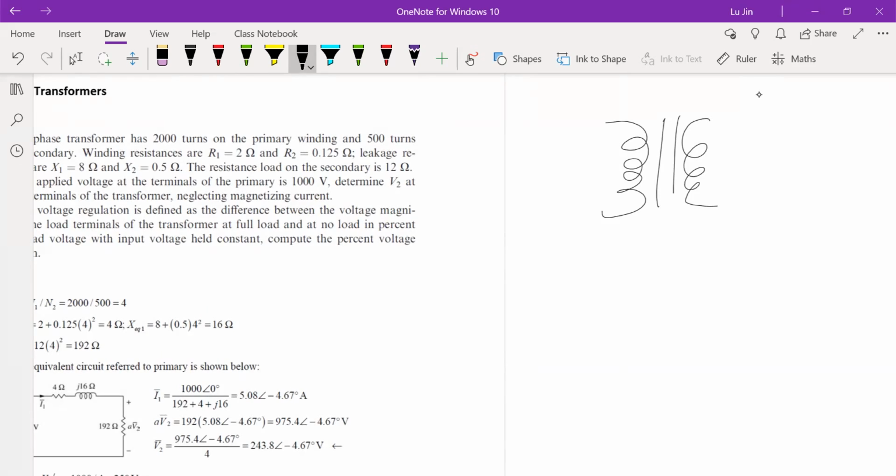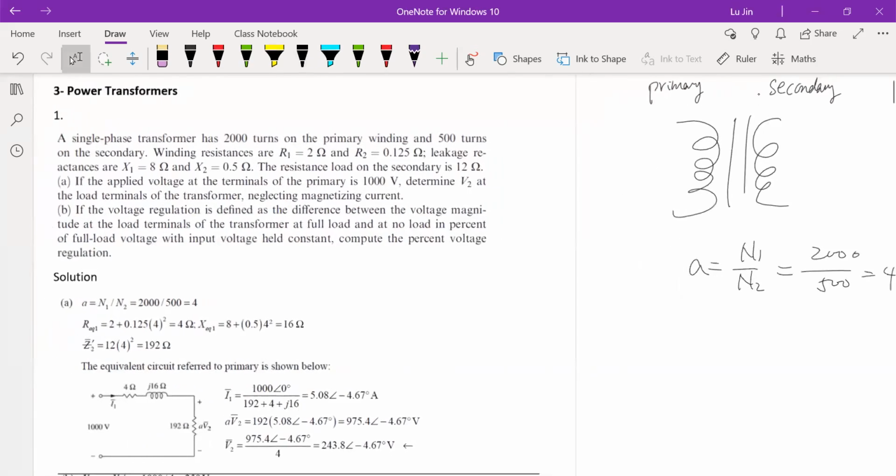So we define turns ratio a to be N1 over N2. N1 means how many turns in the primary side coil. N2 means the number of turns in the secondary side coil. For this question, we have 2,000 over 500, which equals 4. So this is the primary side. This is the secondary side. Okay, so this is what I have.